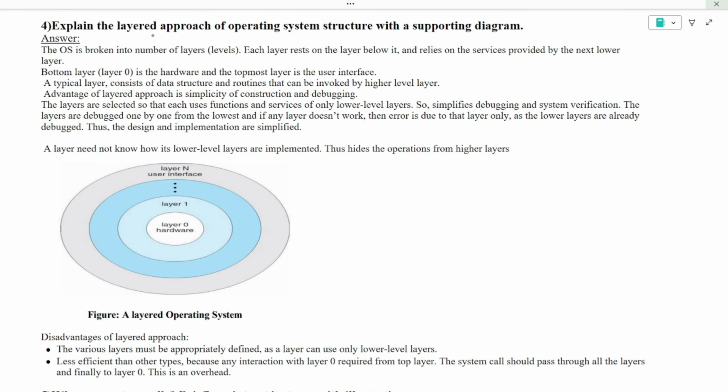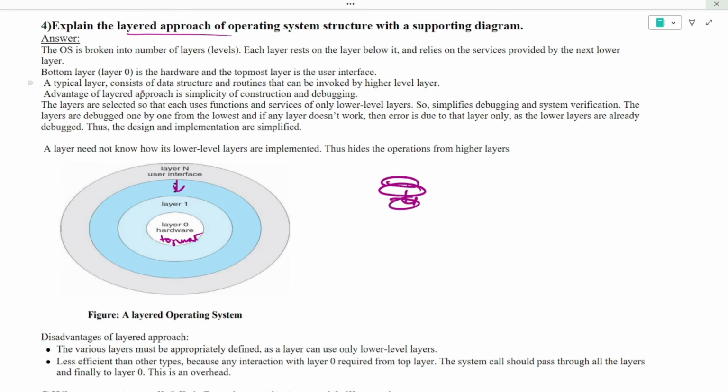Next is: explain the layered approach of operating system structure with a supporting diagram. Now you can see here that what they have given is the layered approach. There are basically three approaches, and now we will discuss only the layered one. Layered means a number of layers, and each layer rests on the layer below it, using the services provided by the next lower layer. The bottom layer, layer 0, is the hardware, and the topmost layer is the user interface.